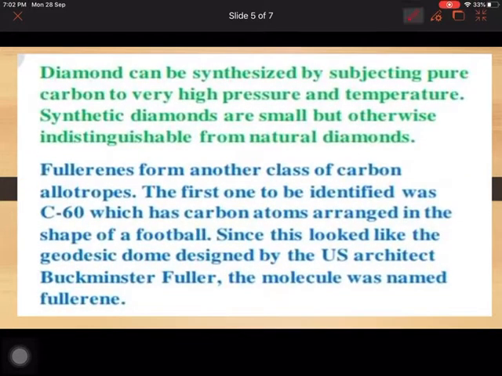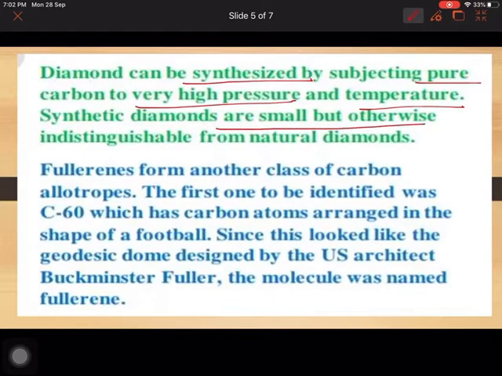Next is diamond. Diamond can be synthesized in the lab also, when we take pure carbon under high pressure and temperature. But the size of the diamonds prepared in the lab is small compared to the original diamond, though they look like natural diamonds.